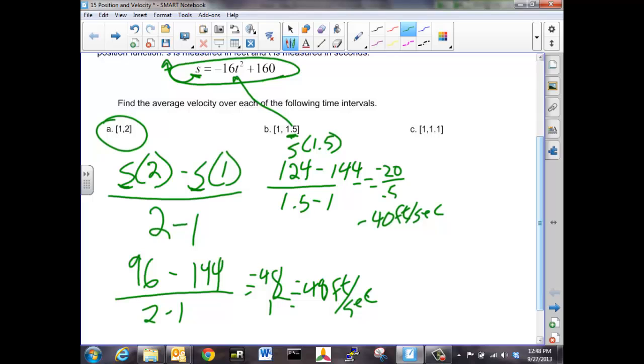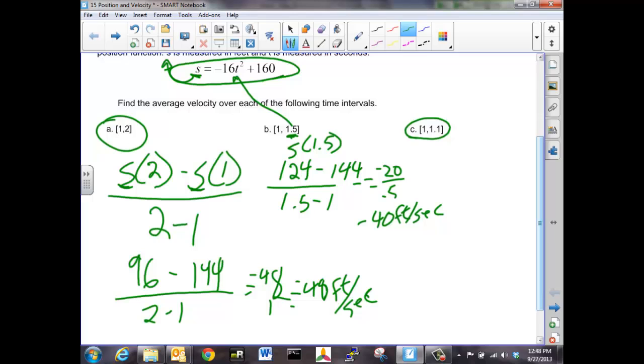Yes, ma'am? Did you get it? So, from 1 to 1.5, is it going faster from 1 to 2 seconds or 1 to 1.5? 1 to 2, okay? What do you expect now to get for the answer for this here, 1 to 1.1? Do you expect a number smaller than negative 40 or larger than negative 40? Smaller. Why? Because it went down when you went down.